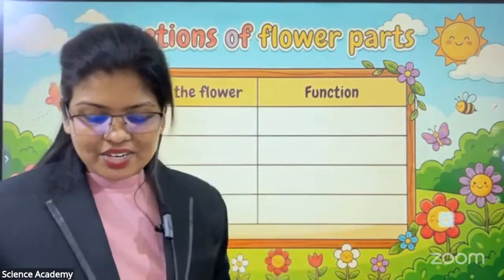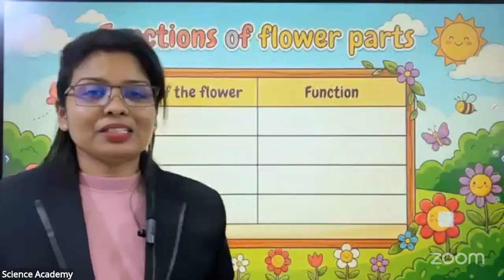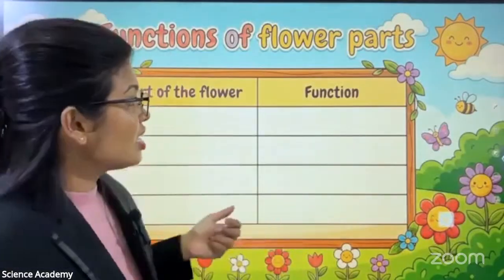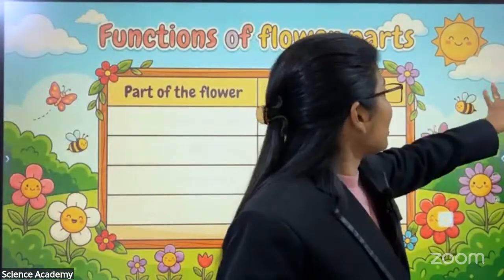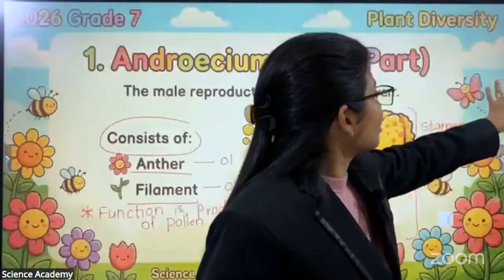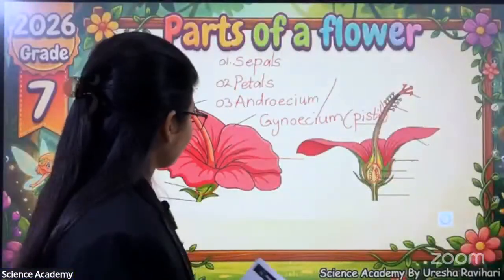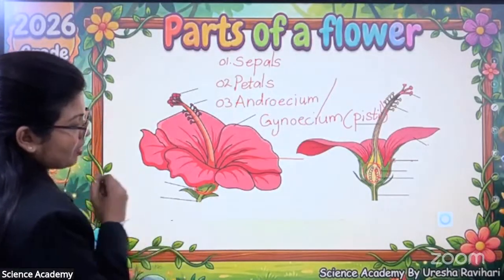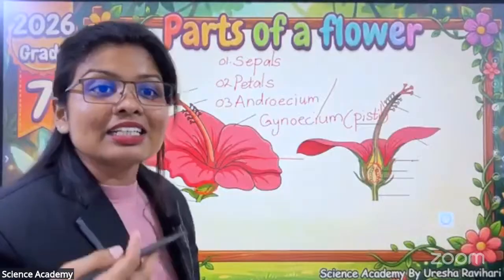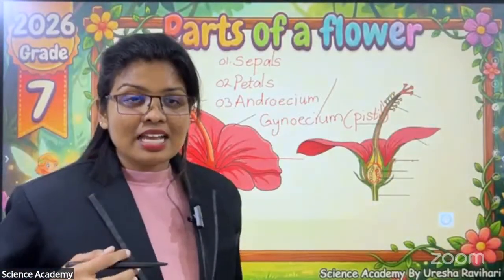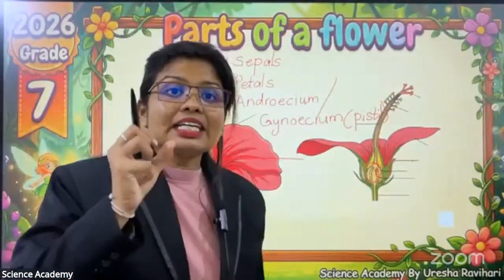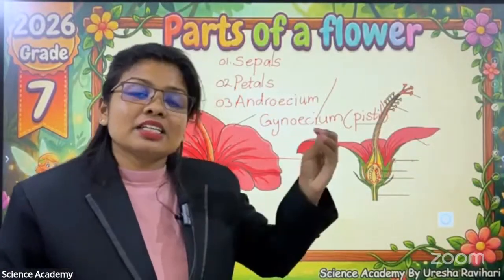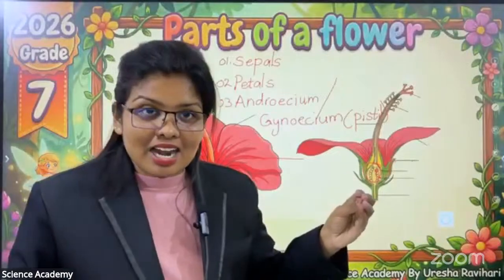So children, sepals we discussed. Sepals do photosynthesis. Can you remember? Here, the green colored sepals you can see. They protect the flower. They protect the internal parts of the flower. And they protect the flower bud.